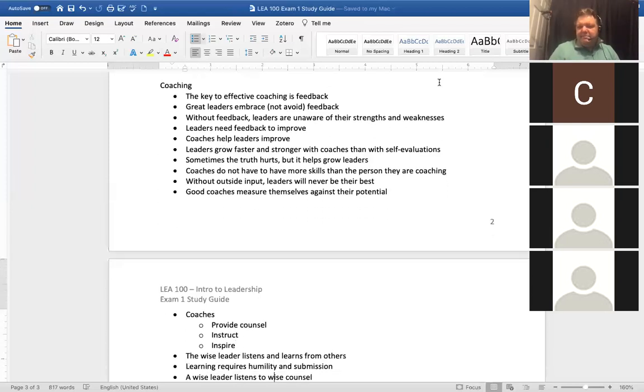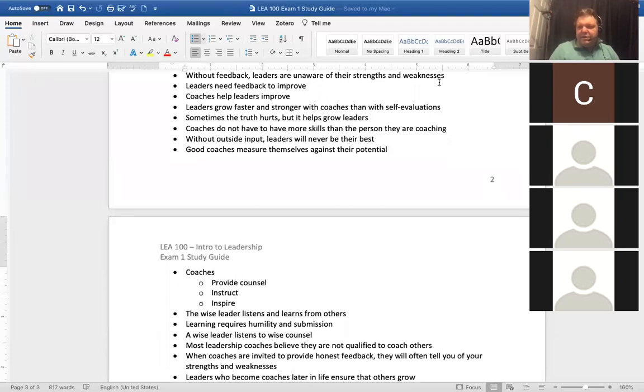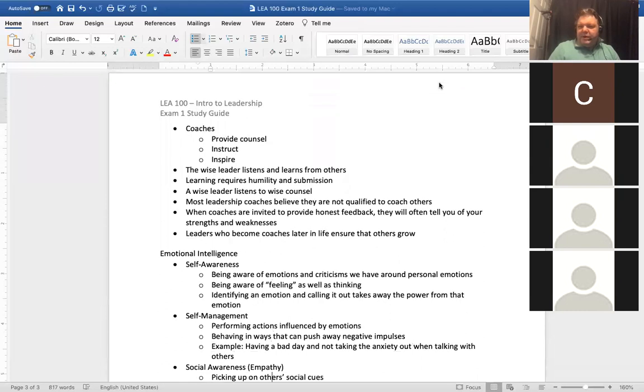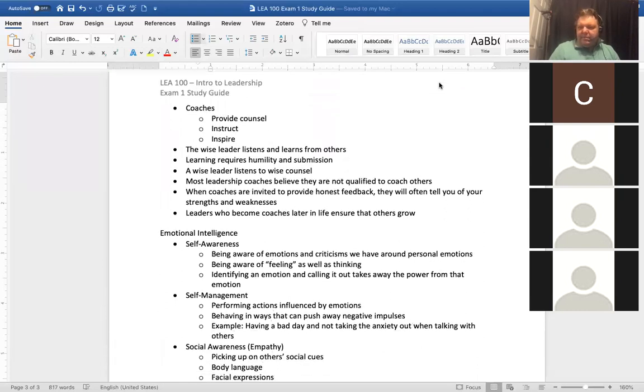So again, saying, I expect more from you. I think you can do this. I've seen this before. We have wisdom incorporated into this. Good coaches impart wisdom on their leaders. They learn from others. You listen to others. Learning requires humility and submission. It's that willingness to take feedback. Yeah, I've made mistakes. Yes, I get this.